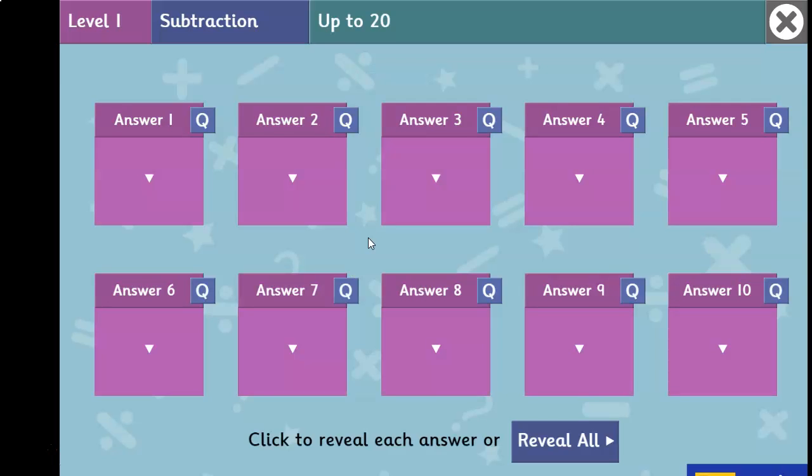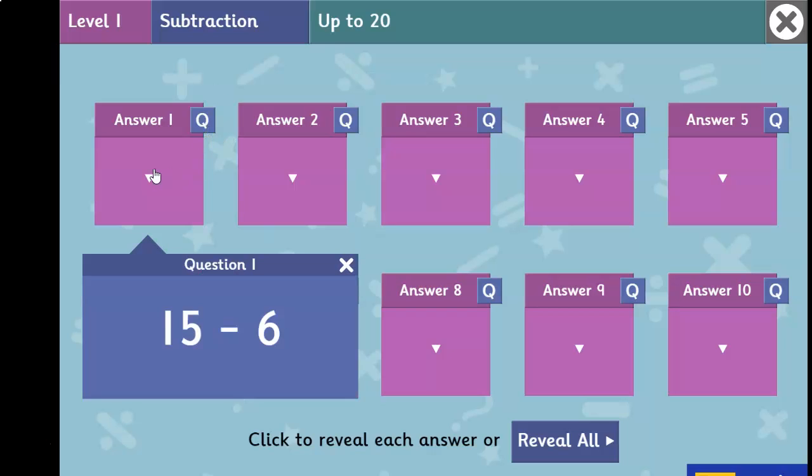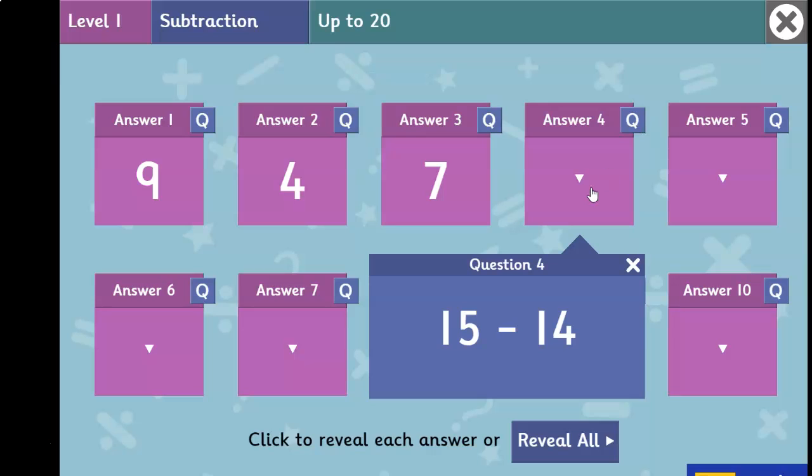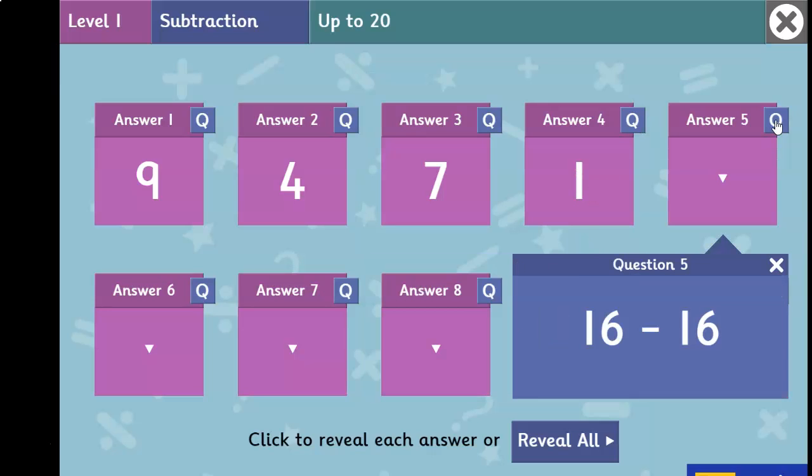Okay, are you ready to check your answers? Question 1, what did you get? 15 take away 6, the answer is 9. Question 2, what did you get? 15 take away 11, you should have got 4. Question 3, 17 take away 10, that was too easy, wasn't it? 7. 15 take away 4, that was too easy. And 16 take away 16, that was really easy for us.